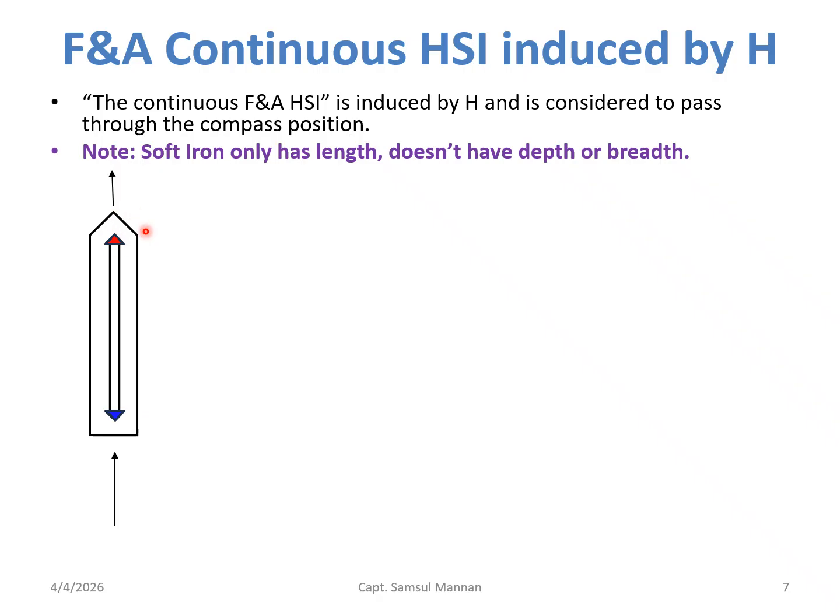Now when the ship changes its direction, suppose it is on 000 degree heading, and it changes direction from 000 degree heading to 180 degree heading, what will happen?